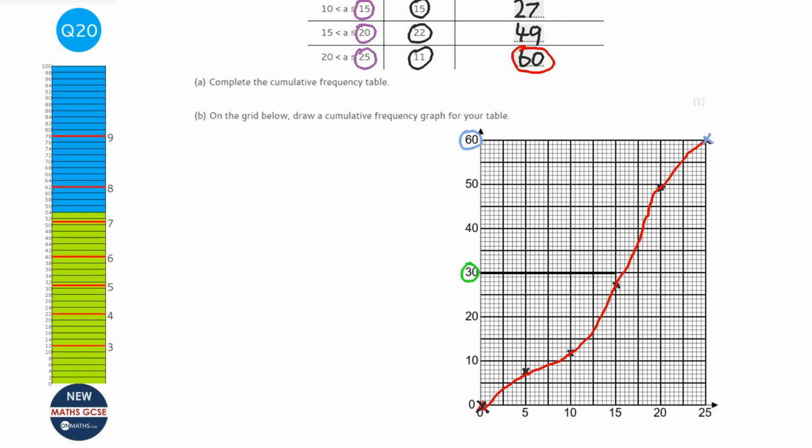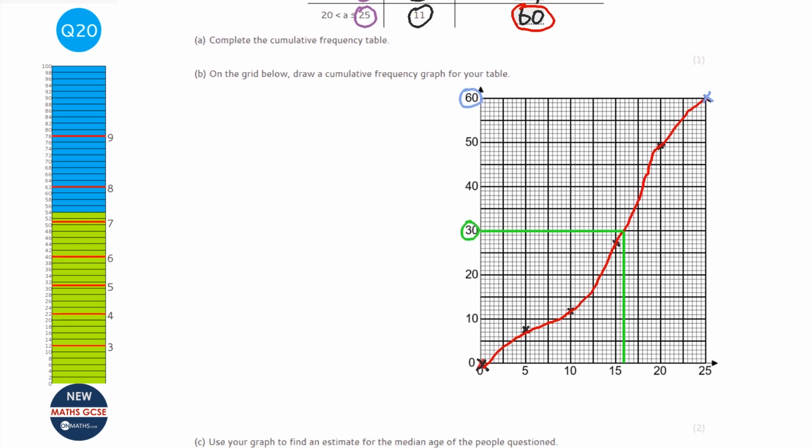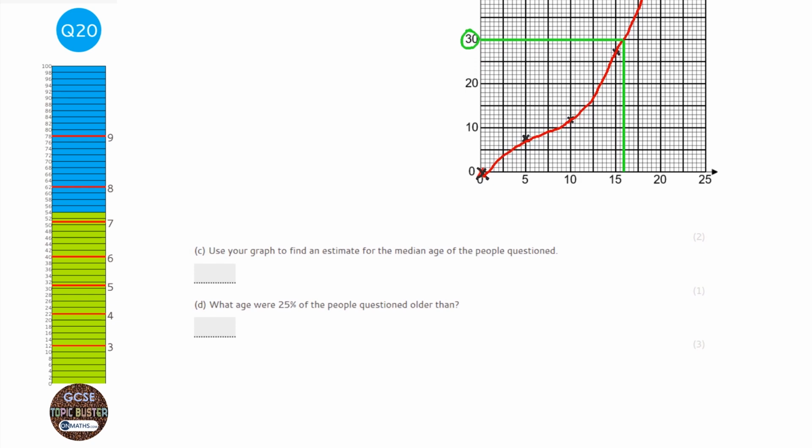To get the median, we need to draw a line across from 30. So we're going to draw a line across until it hits our line, and then we're going to draw a line down from where it hits it. Now mine looks roughly, I would say about maybe 16. I think I'm going to go for 16 for mine. Now, everyone draws the lines a little bit differently, so there's always a little bit of leeway in the mark scheme. What I recommend you do is that you draw the working out onto your cumulative frequency graph so they can see where you got the number from.